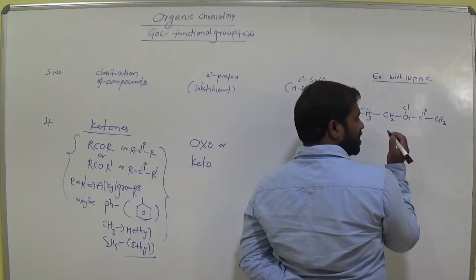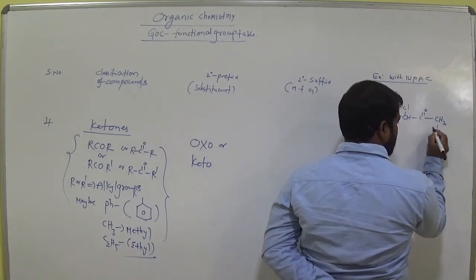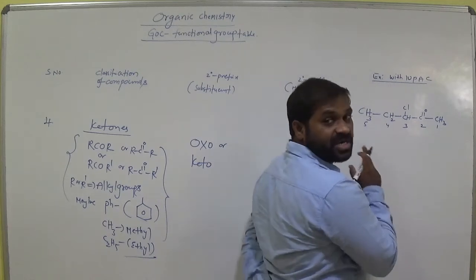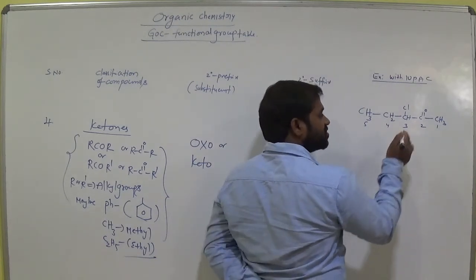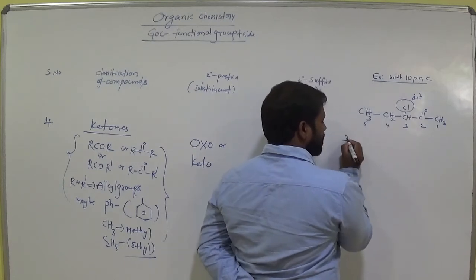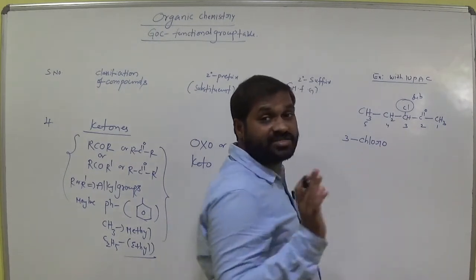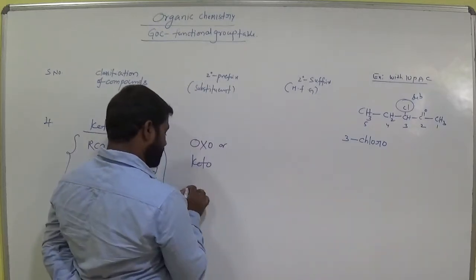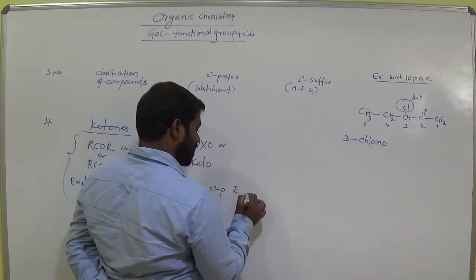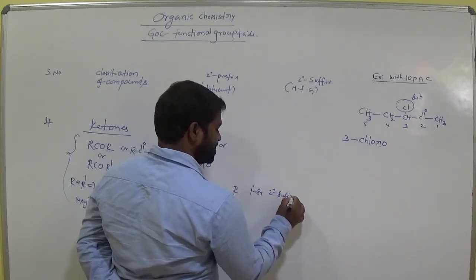Now I would like to start the numbering from right to left. Why? Because the functional group is here. So 1, 2, 3, 4, 5. It is not cyclic. Is there any substituent? Yes, chlorine is the substituent here. And which carbon is it? Third carbon. So 3-chloro. Is it clear, students? You have to follow the order: primary prefix, then secondary prefix, then root word, then primary suffix, then secondary suffix. This is the order.